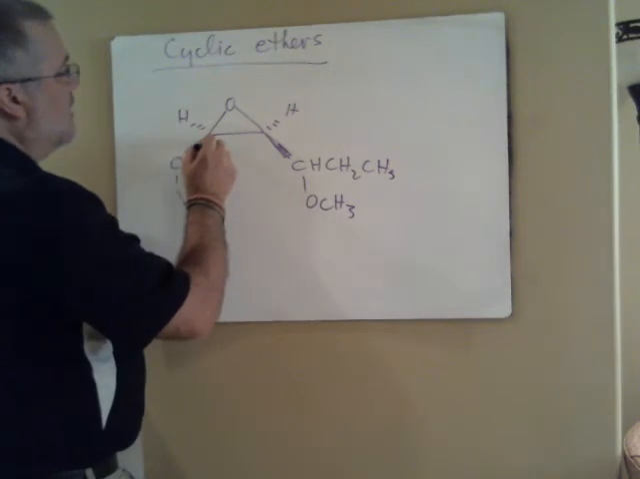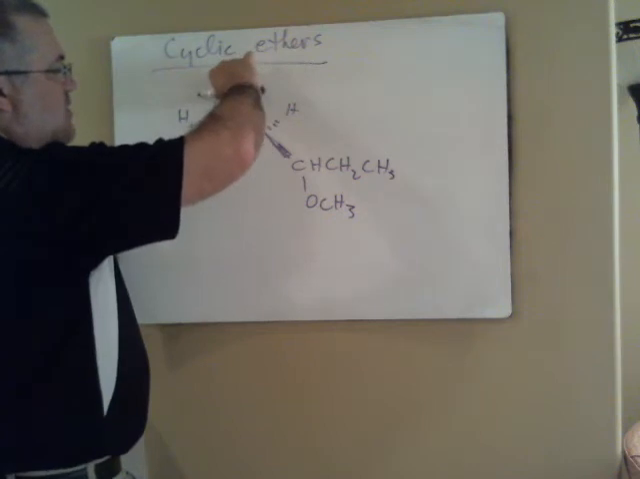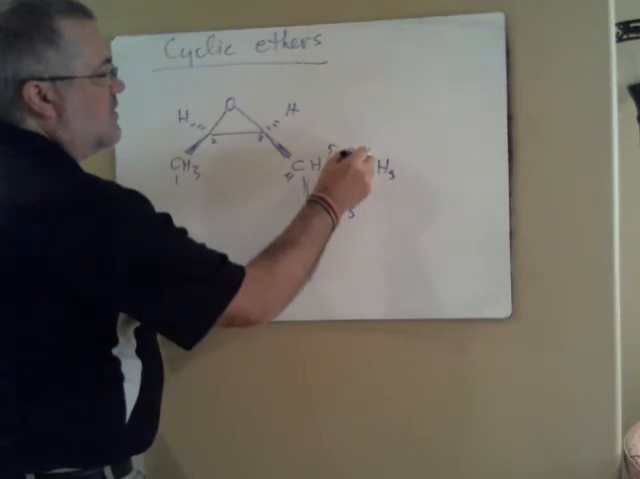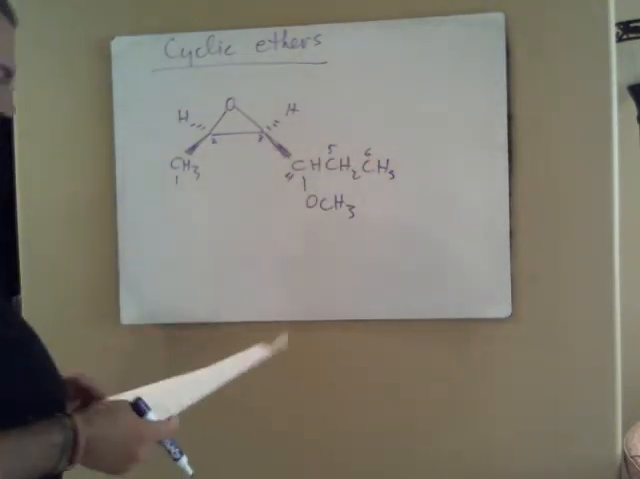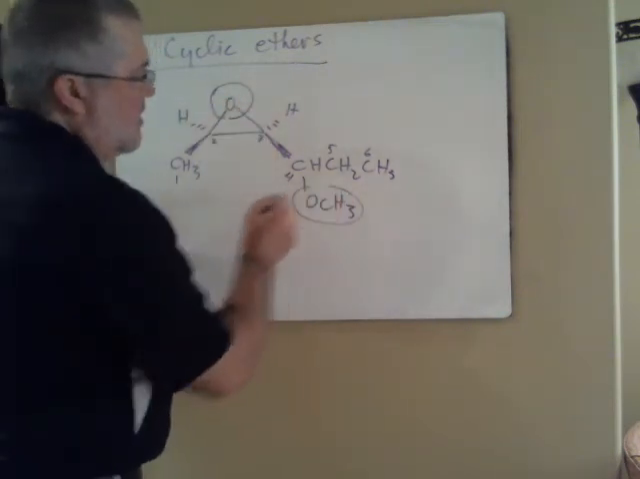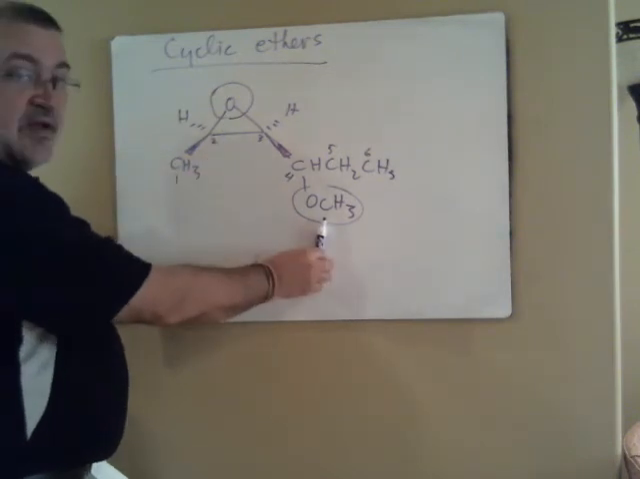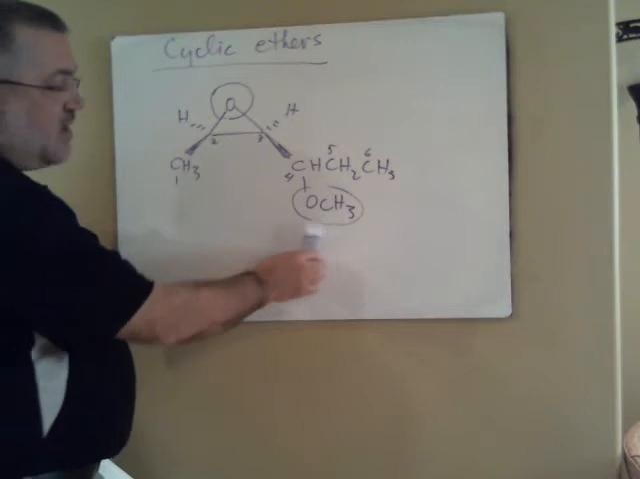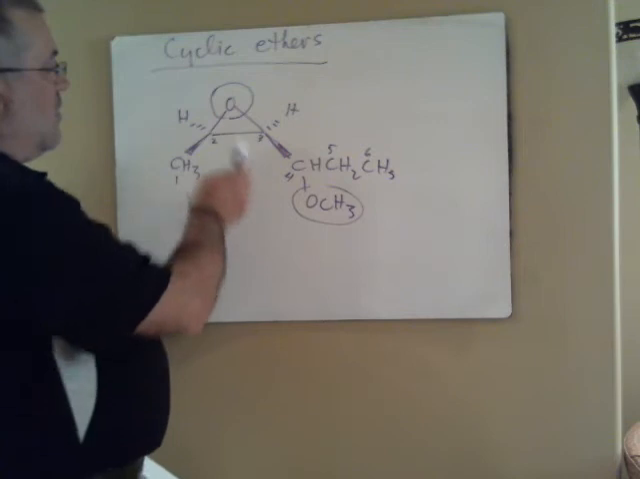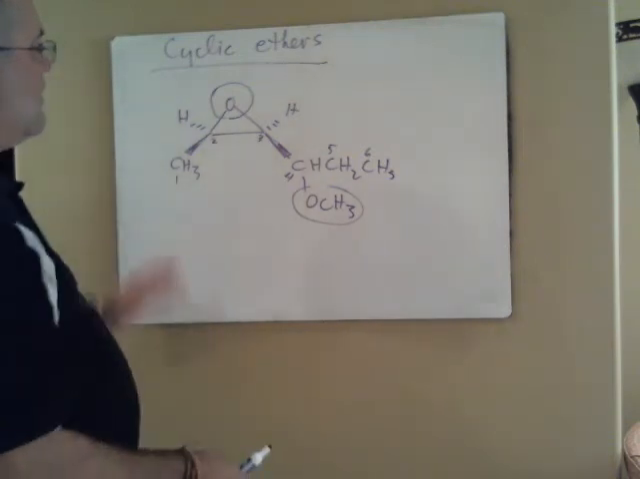So 1, 2, 3. Now notice 2 location designations, but 1 substituent. 1, 2, 3, 4, 5, 6 is my parent chain. And so I have a substituent here, and I have a substituent here. Okay, this one is epoxy, and this one is methoxy, right? Because it's a substituent that's an ether, right? And so I know my locations, I know epoxy comes first, but here it's acyclic.